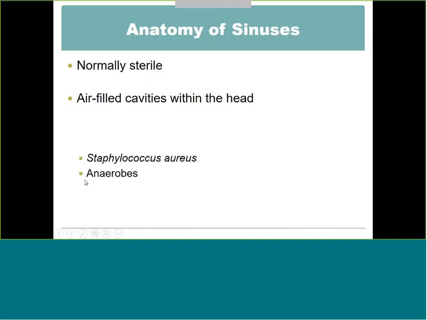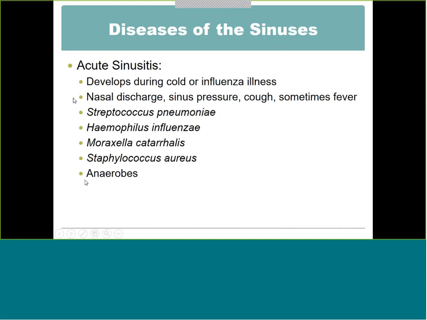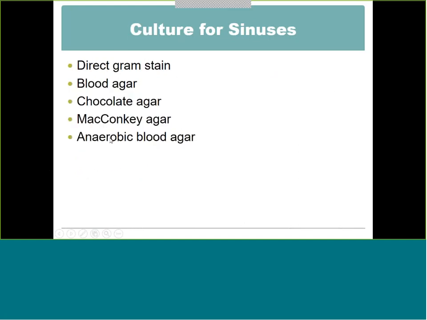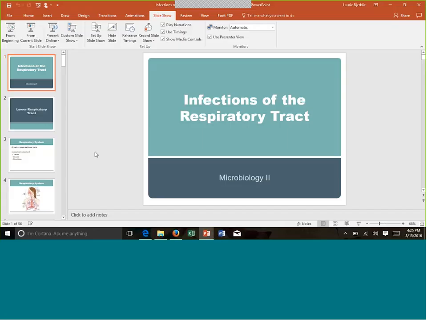And then sinuses. For acute sinusitis, same guys here: strep pneumo, Haemophilus, varicella, Staph aureus. Some anaerobes can cause it here as well. So again, set up all the same stuff, direct gram stain, and then you can even add on the anaerobe plate. All right, so that is the infections of the respiratory tract.